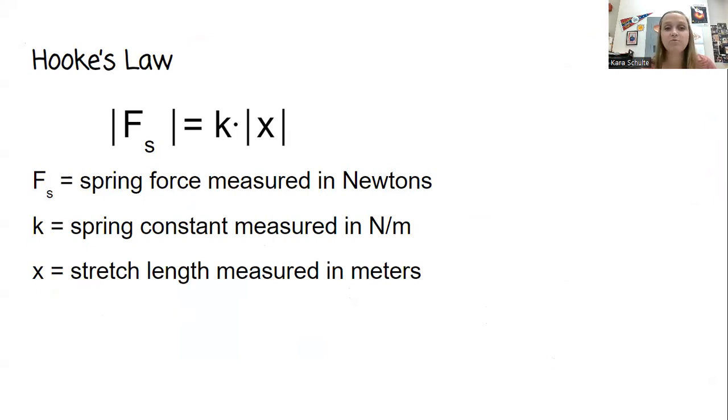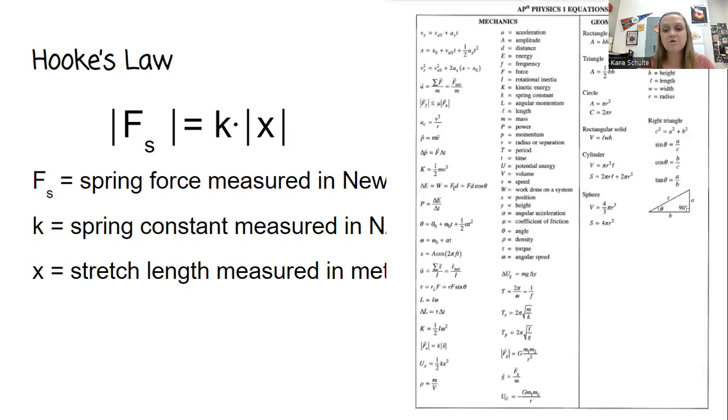So Fs is our spring force. It's measured in newtons. k is our spring constant. It's measured in newtons per meter. And then x is our stretch length, or the change in length of the spring. It's measured in meters. If you're looking for it on your equation sheet, it is right down here.